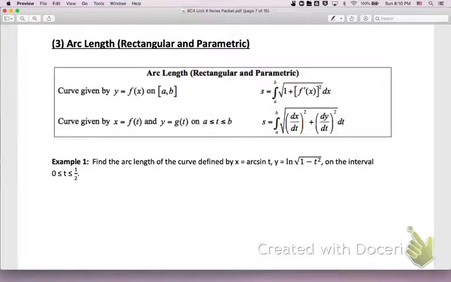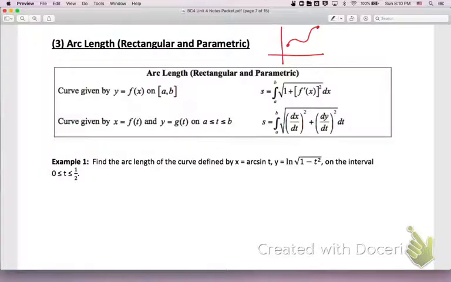All right, something new. We are going to look at finding arc length in both rectangular and parametric form. So we're going back to our use of parametric functions. And here's what arc length is. The arc length is the length of the segment that you are traveling. So let's say on a graph that I go from like here up to here.